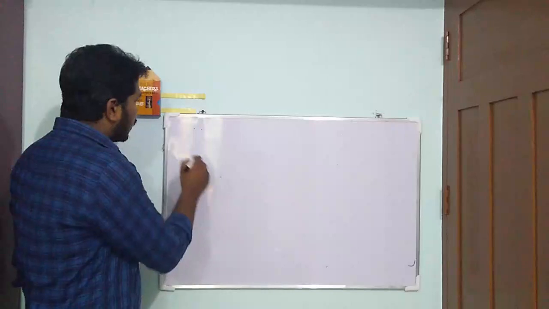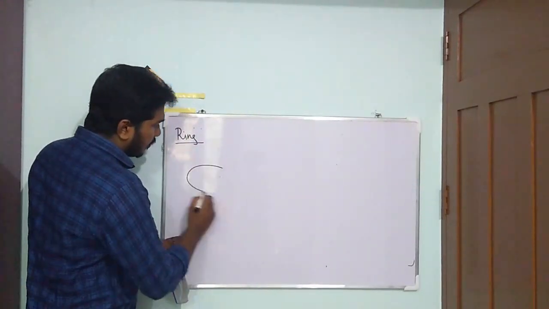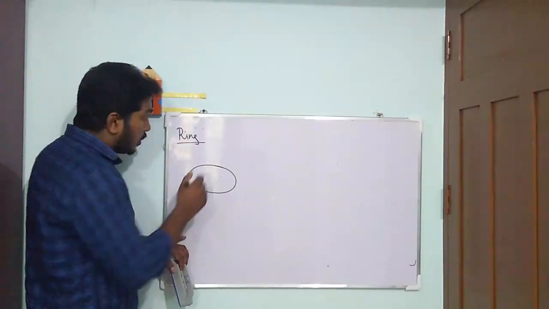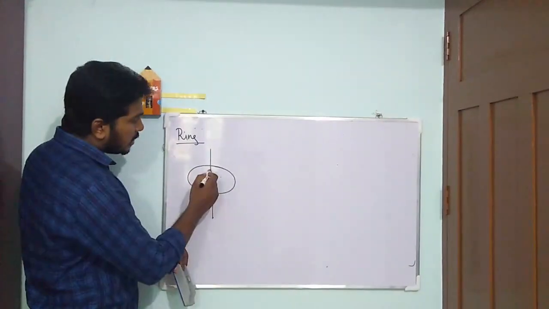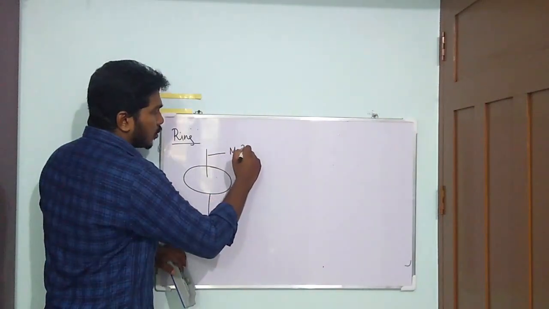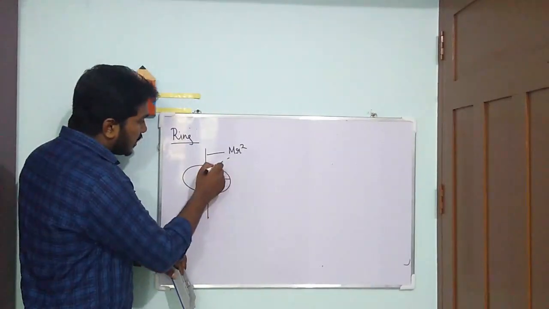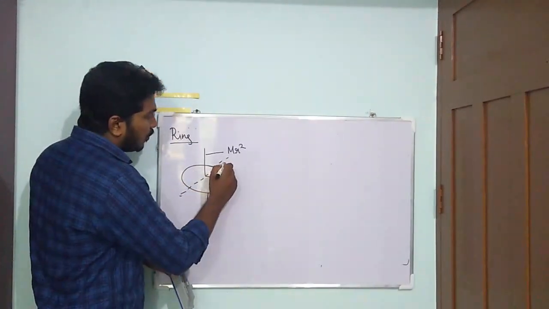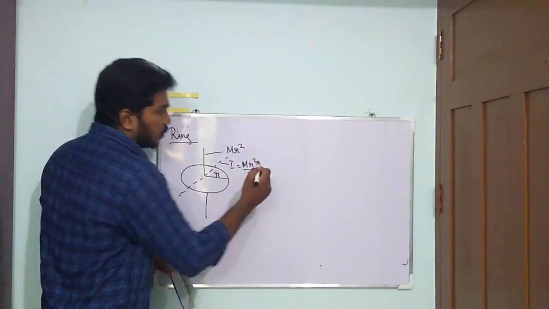The first thing is a ring. For a ring, we can correlate it a lot, okay? So that will be easy to remember. For a ring, through an axis through its center, the moment of inertia is given by mr square, where r is the radius, m is the mass. And through its diameter, the moment of inertia I will be equal to mr square by 2.